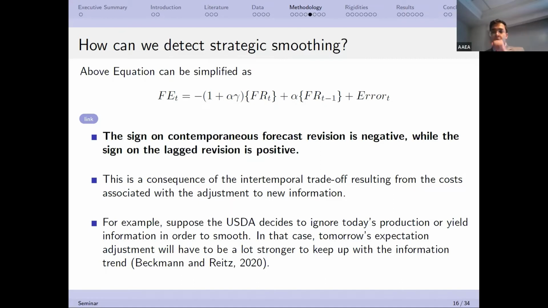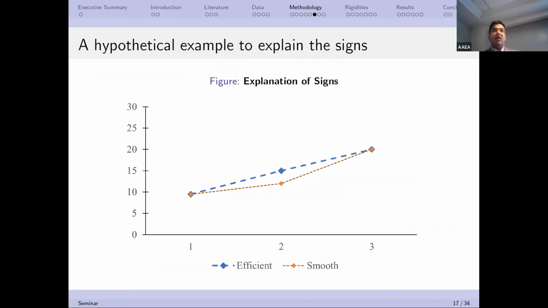Also note that the sign on current year forecast revision is negative, while the sign on lag forecast revision is positive. Why is this happening? This is happening because of the intertemporal trade-off, which basically means that if USDA forecasters are smoothing today, that is, they're trying to underestimate today, then they'll have to make a very large adjustment in the next period.